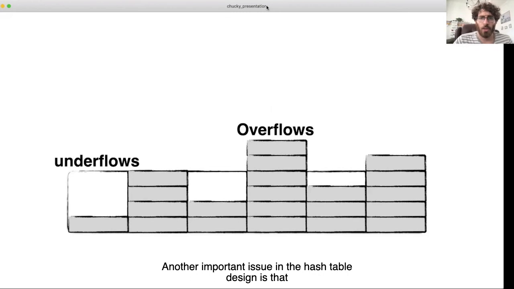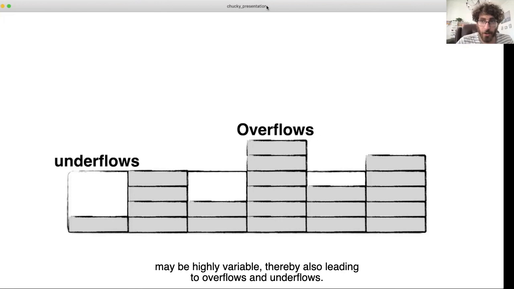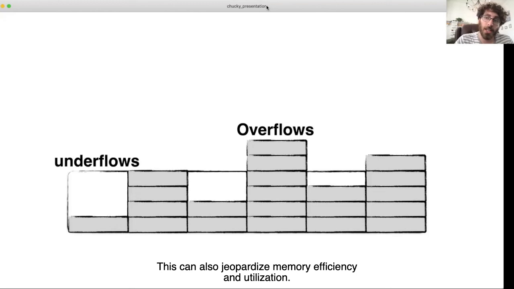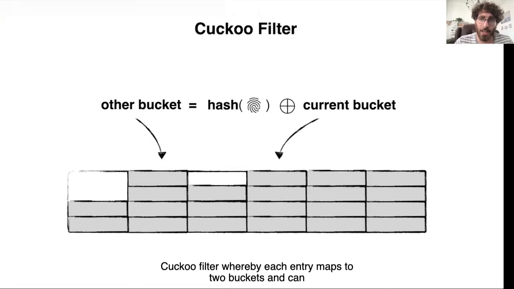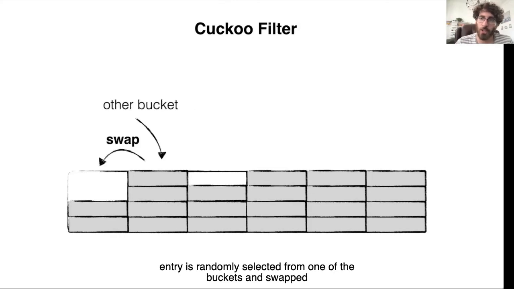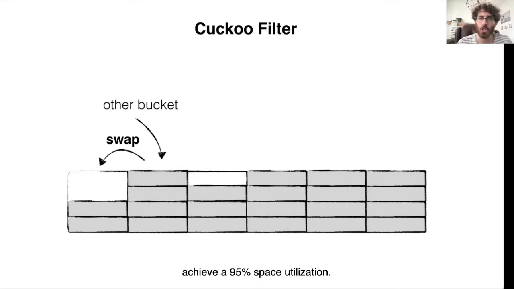Another important issue in the hash table design is that the number of entries that map to each individual bucket may be highly variable, thereby also leading to overflows and underflows. This can also jeopardize memory efficiency and utilization. To address this problem, we structure the hash table as a Cuckoo filter, whereby each entry is mapped to 2 buckets and can be swapped across them using the fingerprint of the entry. Now, if both buckets that an entry maps to are full, some entry randomly selected from one of the buckets is swapped to its own alternative location. Such a design is known to achieve a 95% space utilization.